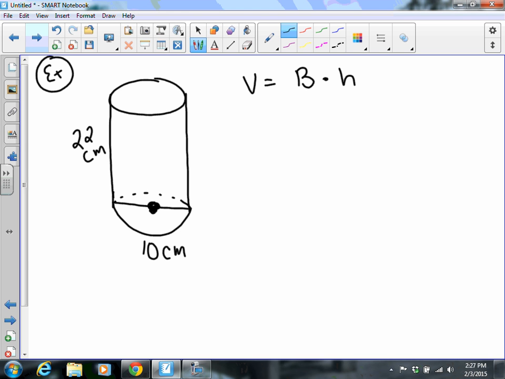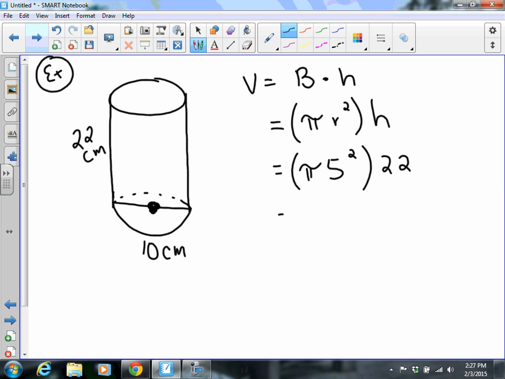Looking at this, I know I'm dealing with a diameter, so I need to cut that in half in order to get my radius, which is 5. And now I just need to multiply that out. I get 25 pi times 22, which then leaves me at 550 pi inches cubed.